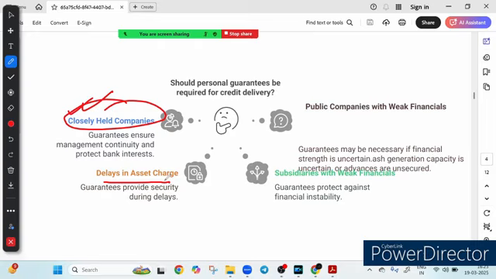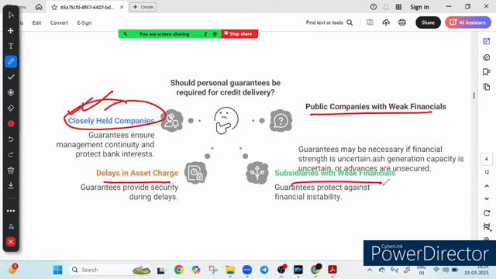For mortgage there's a different one, for SARFAESI, right? For different kinds of asset category, different charges have to be registered. But suppose delays happen, then what to do? Then this personal guarantee will help you. And then the public company with weak financials. This is the case. When a company's financial strength is questionable or cash flow is unstable, personal guarantee acts like a critical risk mitigator. So there we have to do it. And finally we have subsidiary with weak financials.